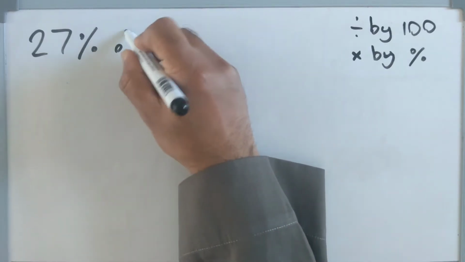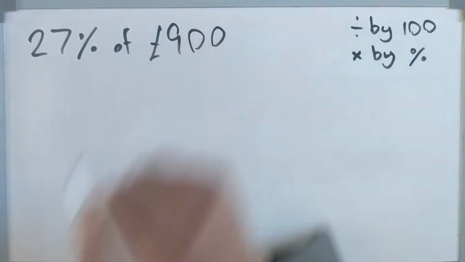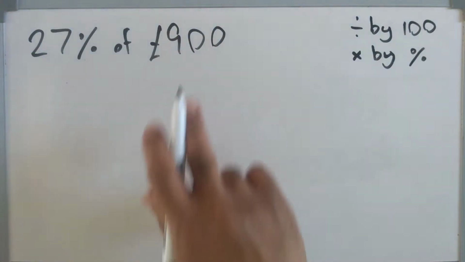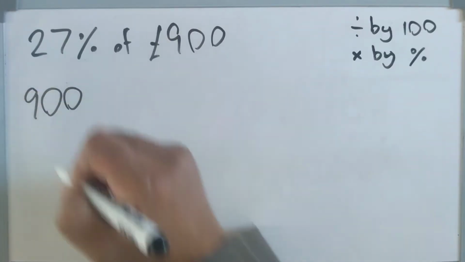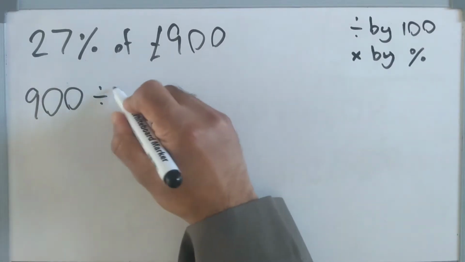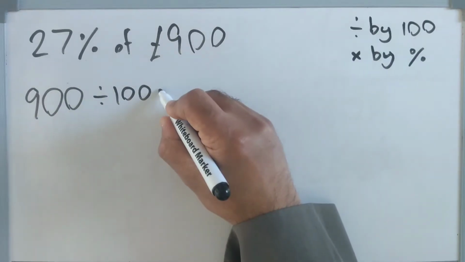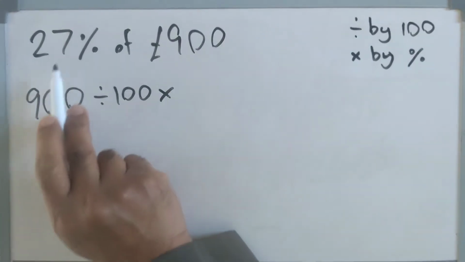Okay, so if we start with an example, if we wanted to work out 27% of £900, what we'd do is get the original amount, which is 900, divide that by 100 and times by the percentage we're after, in this case 27%.